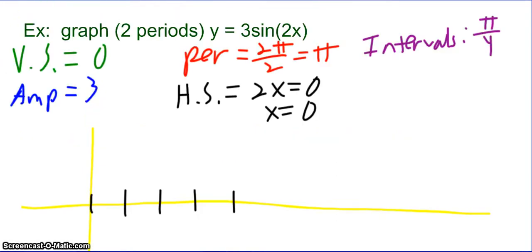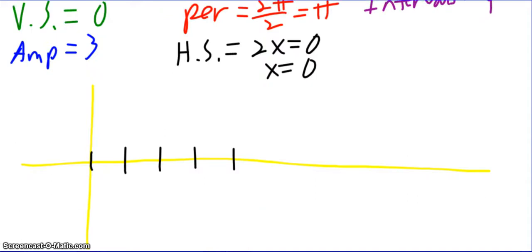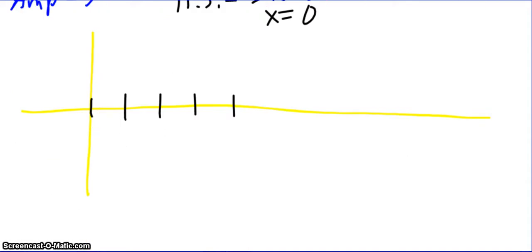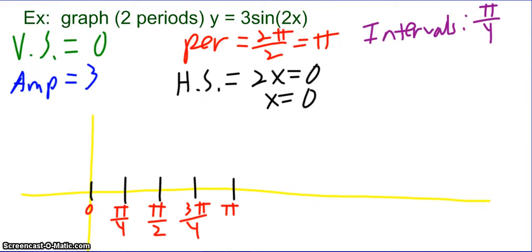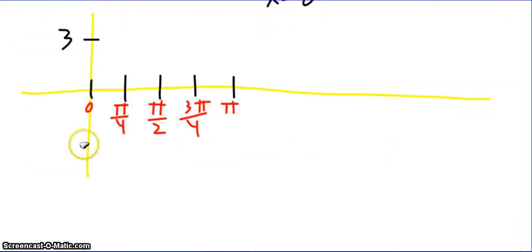Now the intervals were pi fourths. So starting at 0, I'm going to count by pi fourths. So this is going to be pi fourths. Then I have 2 pi fourths, so that's pi halves, 3 pi fourths, and 4 pi fourths, which is pi. Now from here, which was 0, to pi, that should be my period, which it is. The amplitude was 3. So again, I'm going to label this 3, and then down here, I'm going to label this -3.